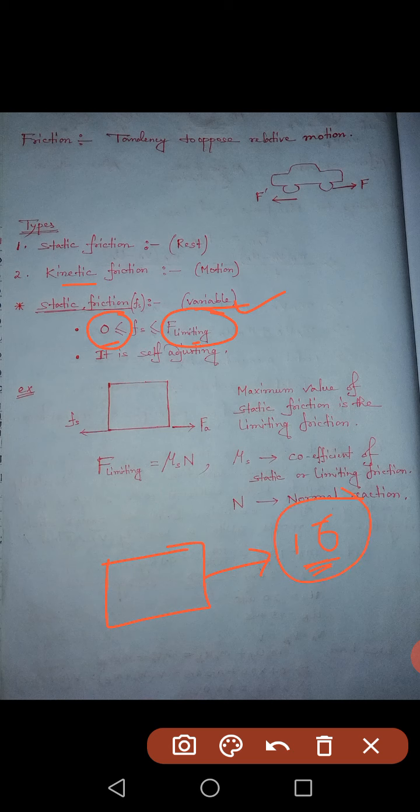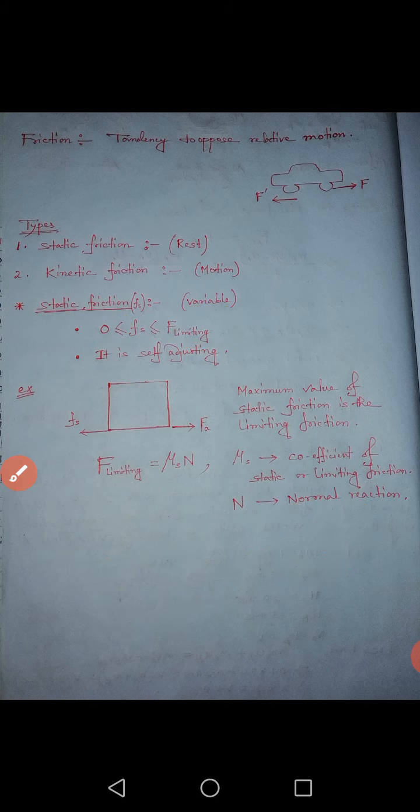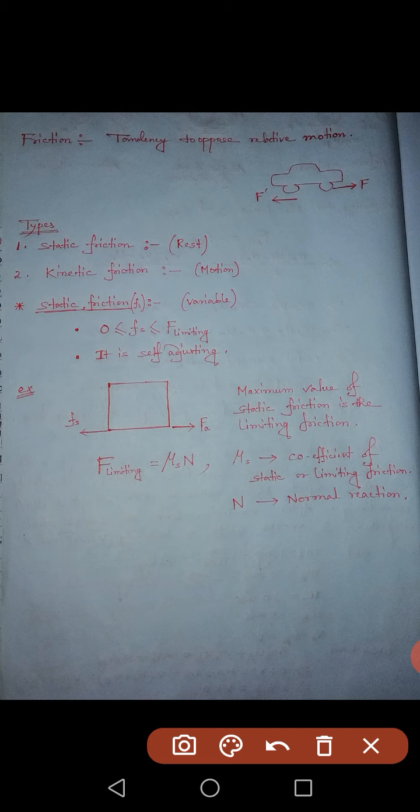This value is F limiting. So F limiting is the maximum value of static friction. That is why I said that static friction lies between 0 and the limiting value. Limiting means it is the maximum value of static friction. So I hope it is clear.